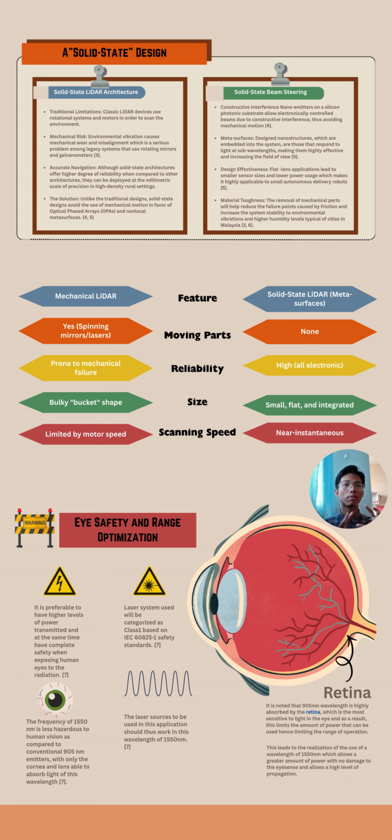About eye safety and range optimization. Now we want the laser to have more range, and that means more power. But doesn't that mean that it will damage our eyes? Not quite. This is where the 1550 nanometer wavelength comes in, because compared to the conventional one, which is 905 nanometer, this specific wavelength will not damage our eyes because it doesn't reach the sensitive part of our eye, which is the retina. And therefore, that means we can build as much power as we want into the laser without worrying about damaging human vision.